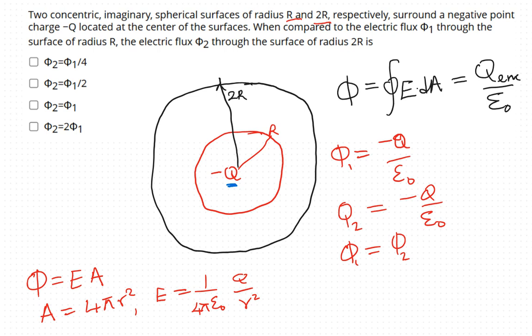In this case, if both of them enclose one charge, we know that flux is proportional to Q. Let's call this one sphere 1 and the bigger one sphere 2. Sphere 1 encloses the same charge as sphere 2, so the flux must be the same.